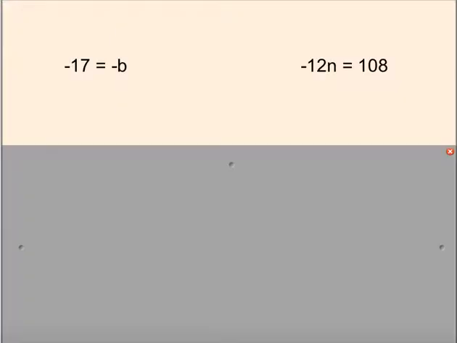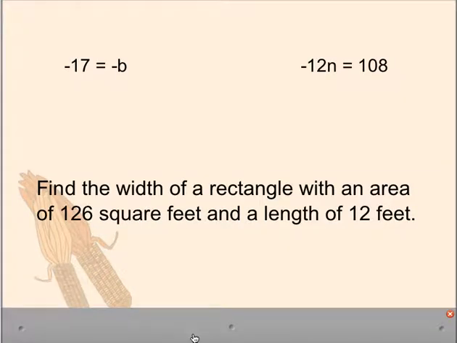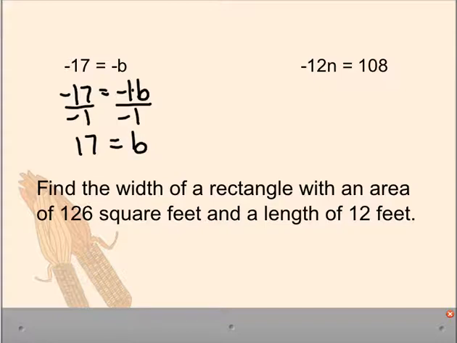Let's look at a couple more problems. All right. If we start with negative 17 equals negative b, well, unfortunately, we still don't have the variable alone. What we really have is negative 17 equals negative 1b, negative 1 times b, which means if we're going to undo that, I need to divide by negative 1 or multiply by it, either way. But regardless, I get a positive 17 equaling b.